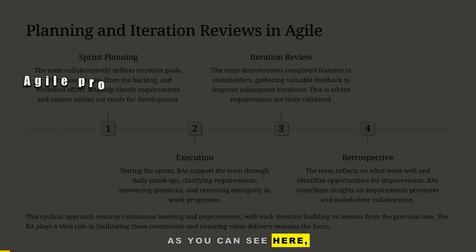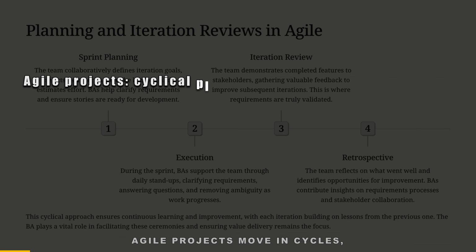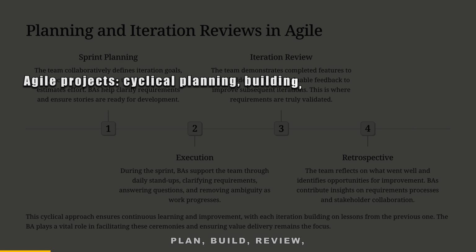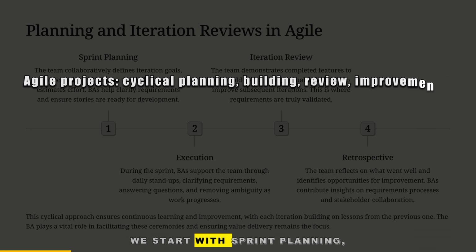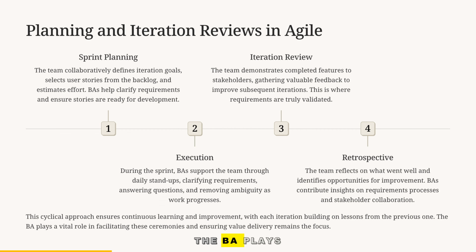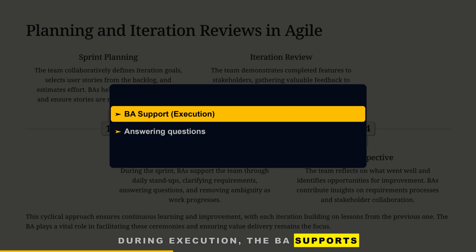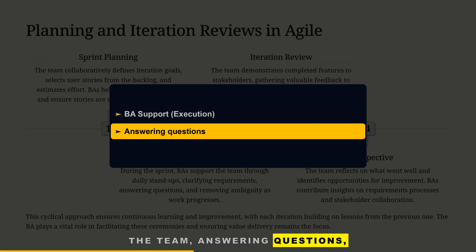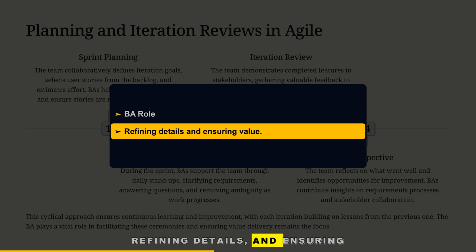As you can see here, Agile projects move in cycles: plan, build, review, improve. We start with sprint planning, deciding what can be achieved in the next sprint. The BA plays a key role here, clarifying scope and business value. During execution, the BA supports the team, answering questions, refining details, and ensuring that value remains the focus.